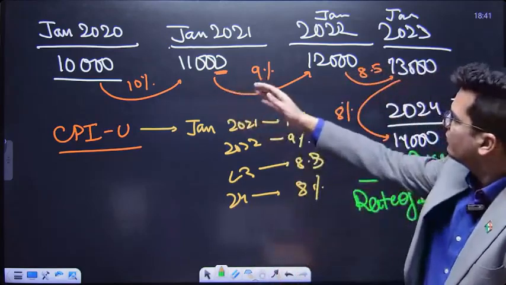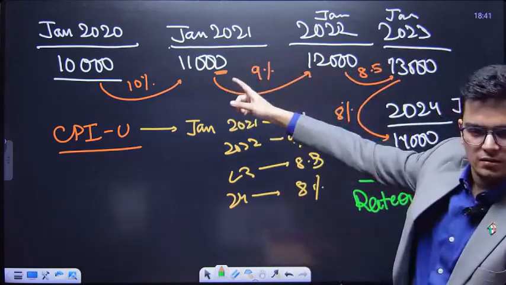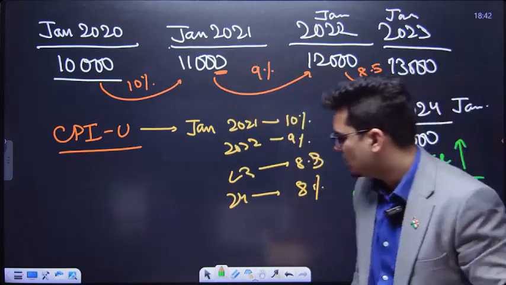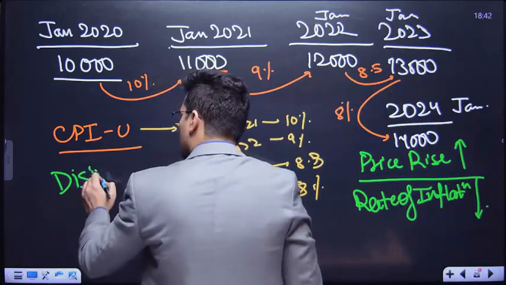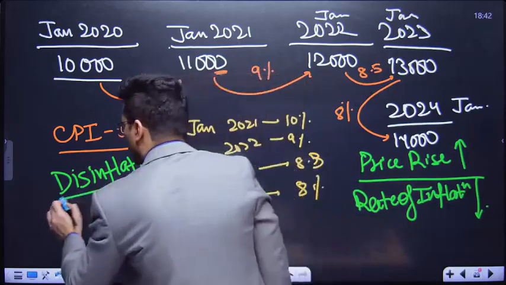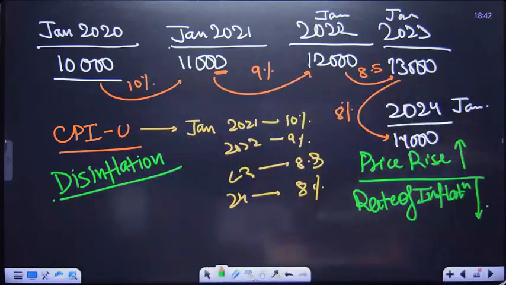पहले 10% था, फिर 9%, फिर 8.5, फिर 8%. कंपेयर मैं लास्ट ईयर से ही करूंगा, है ना. नाउ दिस फिनोमिना इज कॉल्ड डिसइंफ्लेशन. इस टाइप के पैटर्न को कहा जाता है डिसइंफ्लेशन.